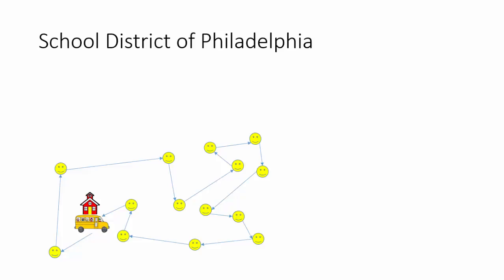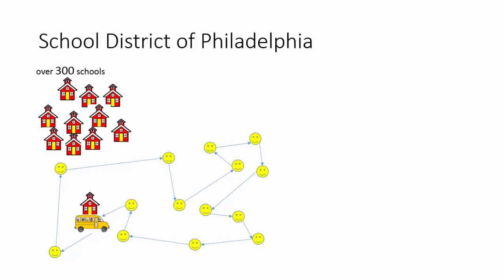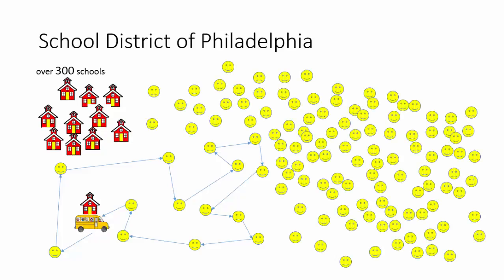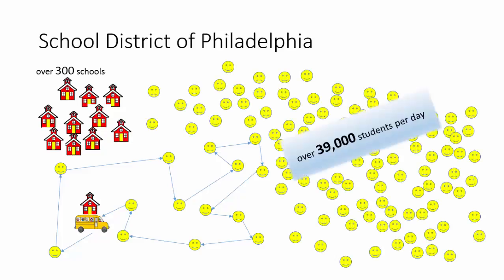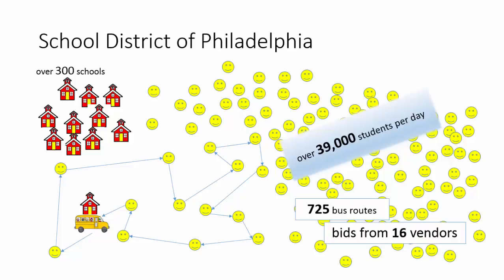For the School District of Philadelphia, which consists of over 300 schools serving over 39,000 students, this became an extremely difficult problem. In fact, in order to serve all of these students, 725 different daily bus routes were required, and the school district had received bids from 16 different vendors, each wanting to serve a subset of the available routes. Clearly, the school district was faced with a very complex decision.